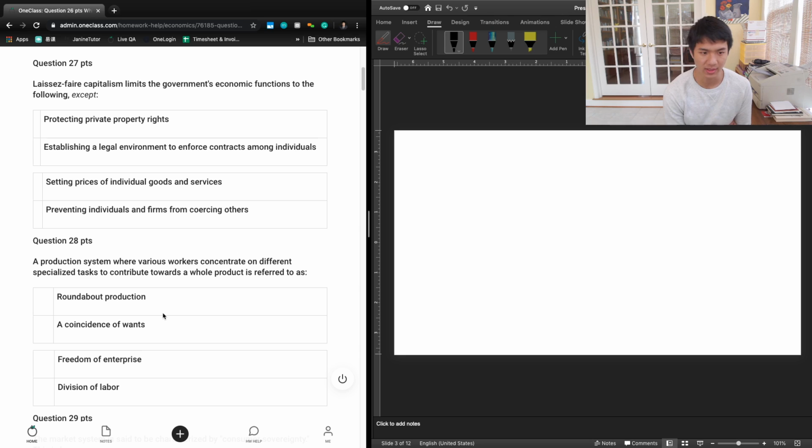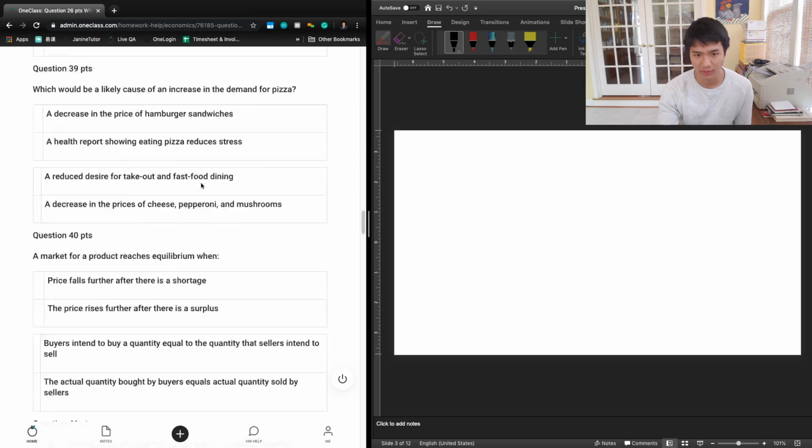But D says preventing individuals or firms from coercing others, and again, basically another. Kind of going back to this idea that government's role with a laissez-faire capitalist viewpoint is to ensure the economy operates fairly, but not intervene in any way. And so preventing individuals and firms from coercion is a way of making sure the economy runs fairly. And so the correct answer here would be laissez-faire capitalism limits the government's economic functions to the following except setting prices of individual goods and services.